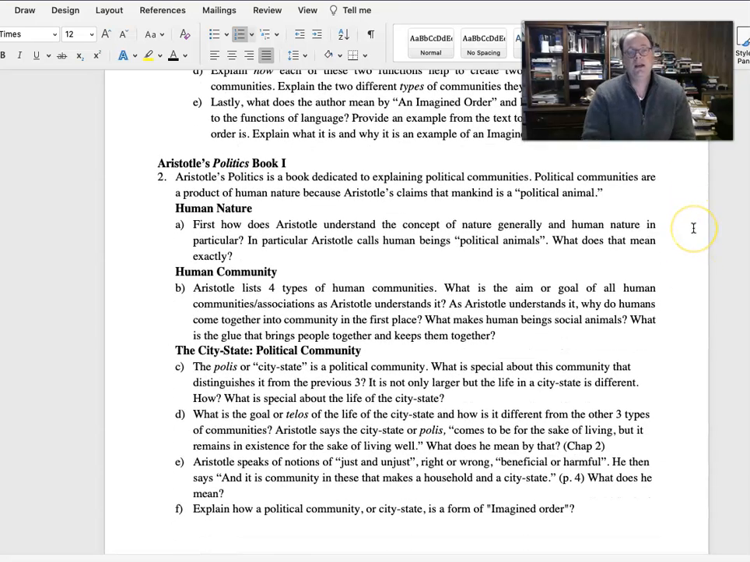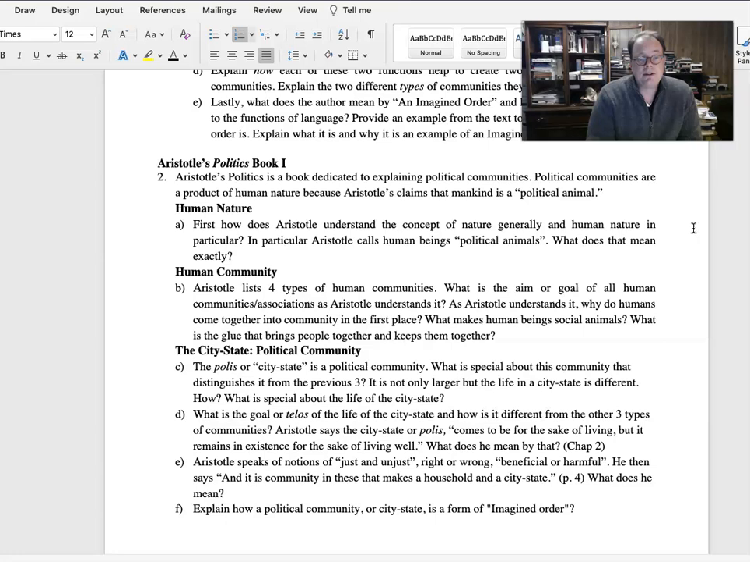Okay. The second question, or second set of questions, deals with Aristotle's Politics. So here I just give you a little introduction. Aristotle's Politics is a book dedicated to explaining political communities. So that's why we're talking about Aristotle, because political communities are a very special type of set of human relationships, set of human intimacy, set of human friendship. Aristotle called it civic friendship.